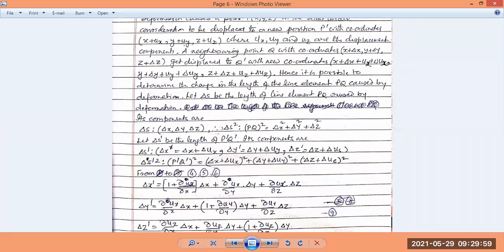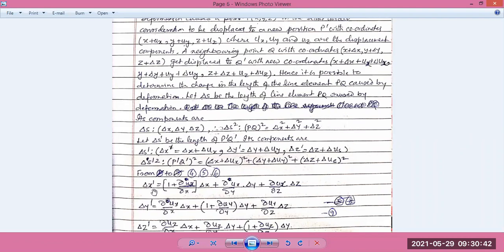Now, what we have got from our solution, that is from number 4, is that relation. I'm just narrating: delta ux is dux by dx multiplied by delta x, plus dux by dy multiplied by delta y, plus dux by dz multiplied by delta z. That is the rate of change of delta ux. So what will happen here?